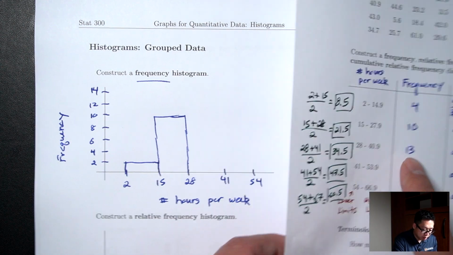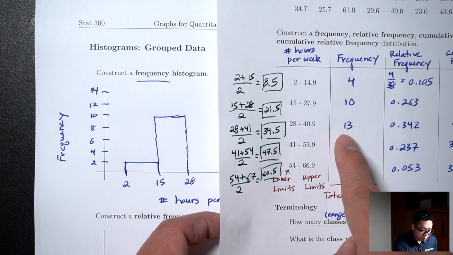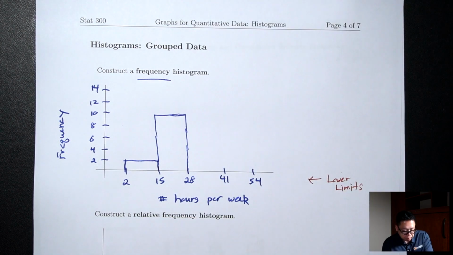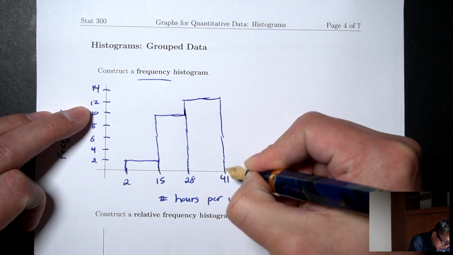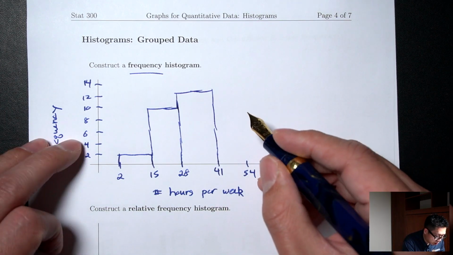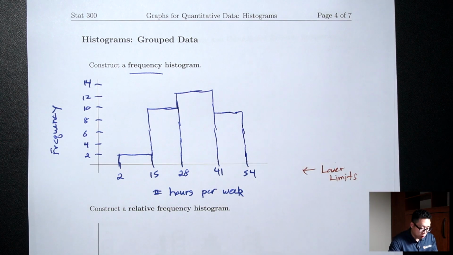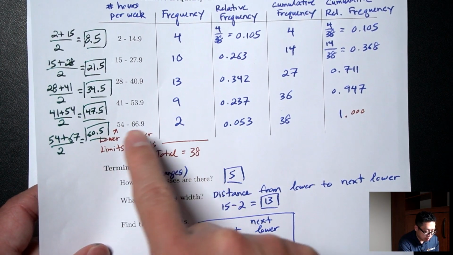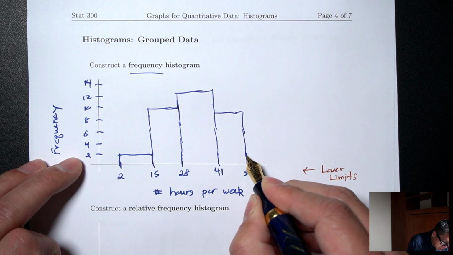The next one is the 13. That represents the range 28 to 40.9, but on the picture it's going to be 28 to 41. So 28 to 41, height is supposed to be 13. Next one is 9, representing 41 to 54. 41 to 54, 9. And then we still have one more. I still have this 2. So this 2 represents 54 to something. So height 2.